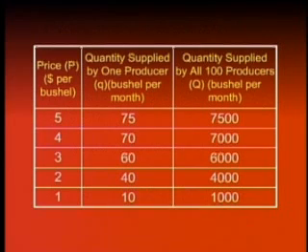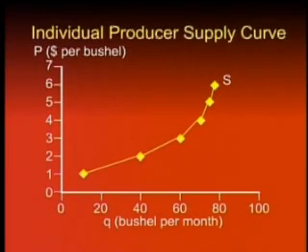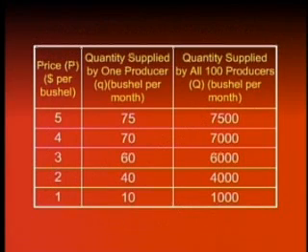Now let's illustrate this through the use of our example with corn. The table here relates the number of bushels of corn supplied by an individual producer at alternative prices and the number of bushels of corn supplied by all corn producers in a market area. From columns 1 and 2, we find that the producer supplies 75 bushels of corn each month at $5 a bushel. At $1 a bushel, the producer supplies 10 bushels per month. This producer's supply schedule is plotted in the figure shown, and the curve is labeled small s. Now let's assume that there are 100 producers in the market area and that each producer is willing to supply the same quantities.